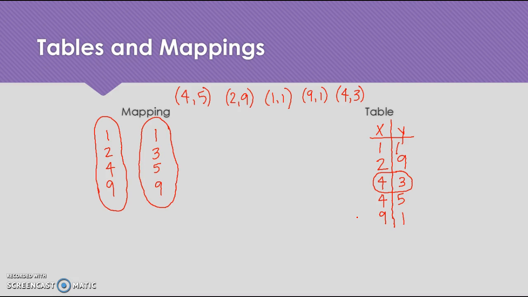So a mapping uses arrows. Alright, so we take the x and we point to the y. Alright, so for example, 1 goes with 1, so I'm just going to draw an arrow over to 1. 2 goes with 9. 4 goes with 3 and 5, so I'm going to have 2 arrows coming from 4. And then 9 goes to 1, so we're going to have 2 arrows going to the 1. And that's it. That's all a mapping is. So a mapping takes an x and it points to the y that goes with it. So you have ordered pairs, mapping, and a table.